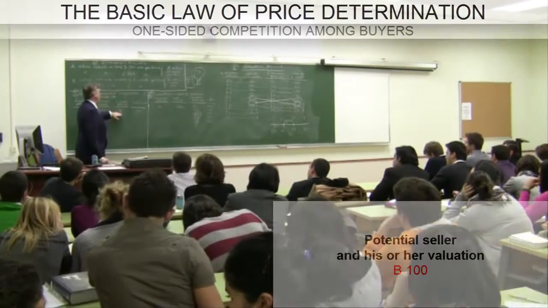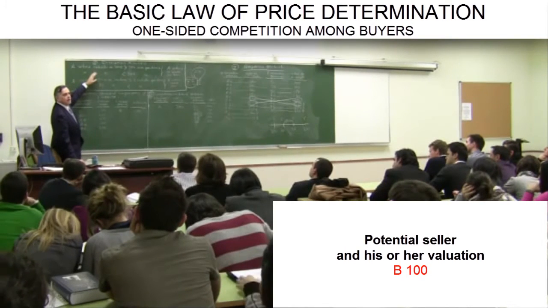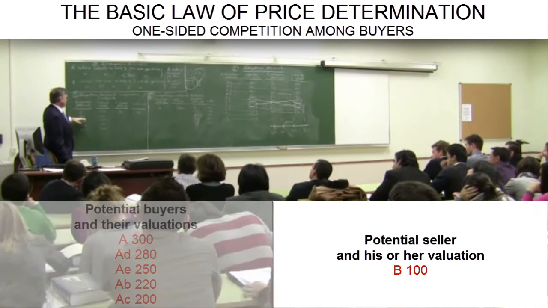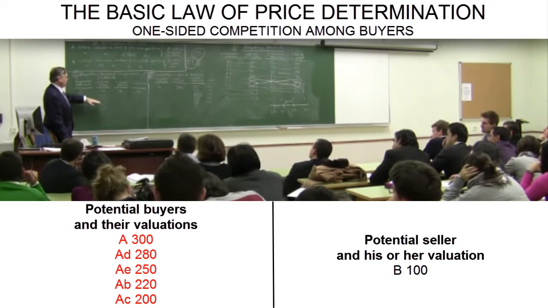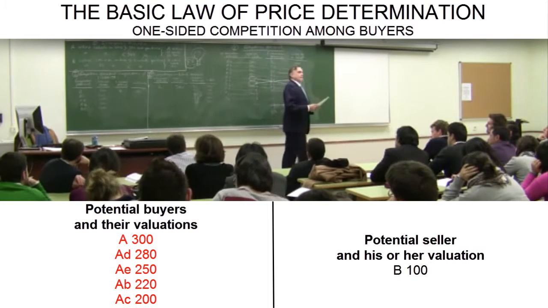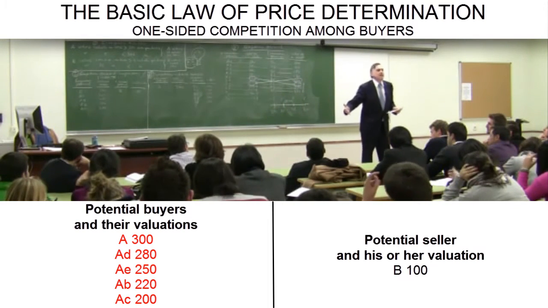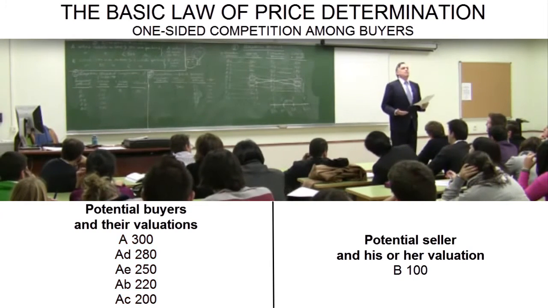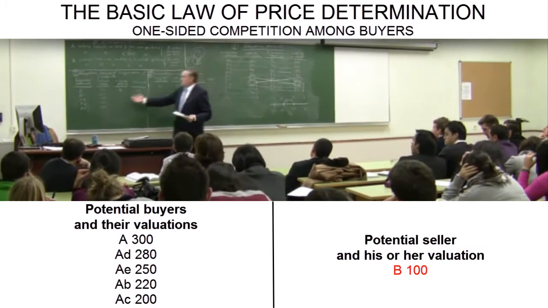Let us look at another example. We will imagine it is a case similar to one we considered before. There is one potential seller of a horse, and he values the horse at 100 monetary units. But here, unlike before, there is not just one potential buyer, A, who values the horse at 300. Instead, there are other potential buyers, AD, AE, AB, and AC, who value the horse at 280, 250, 220, and 200.